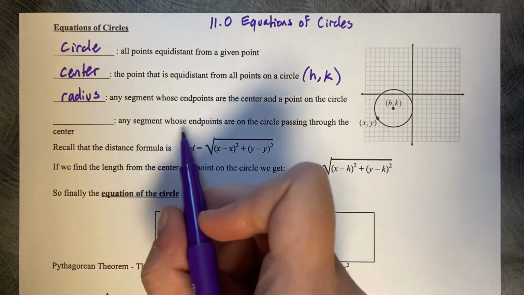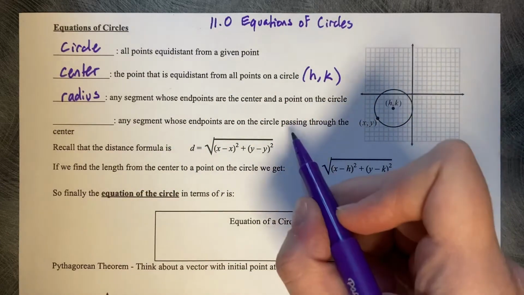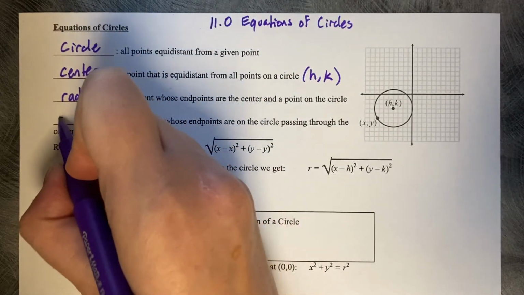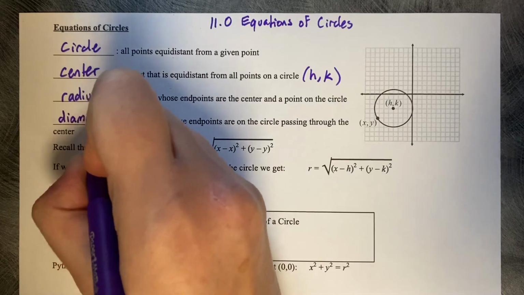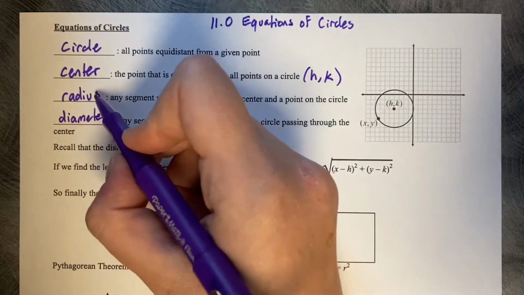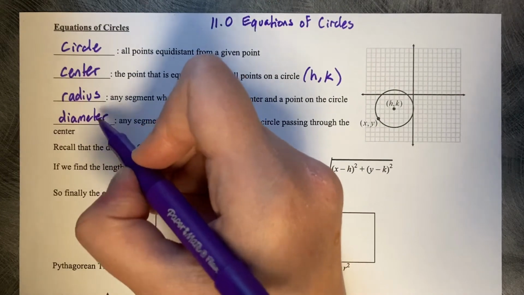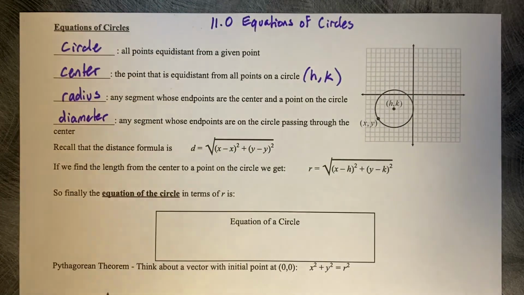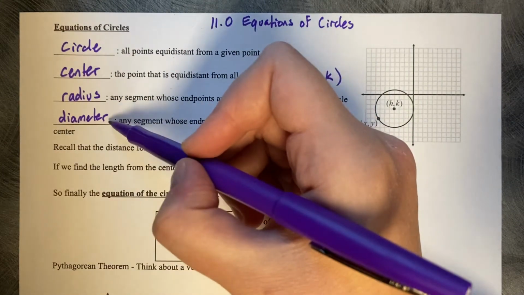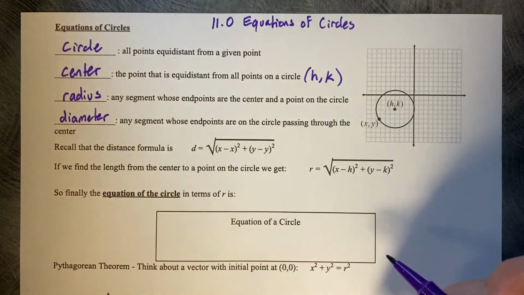And then any segment whose endpoints are on the circle and it passes through the center, that creates the diameter. And the diameter is twice the size of a radius. So these are related to each other by double or half, depending on which one you're working with. You would double a radius to get a diameter, and you would half a diameter to get a radius.